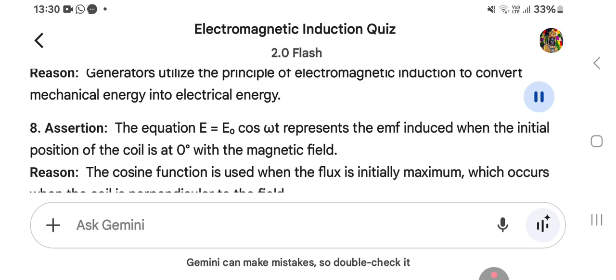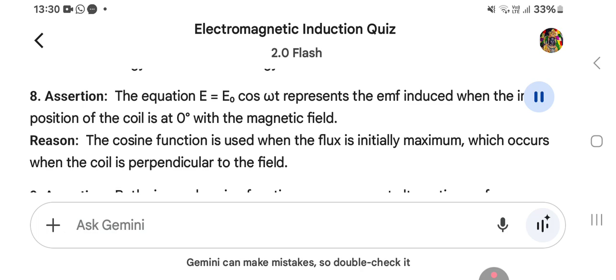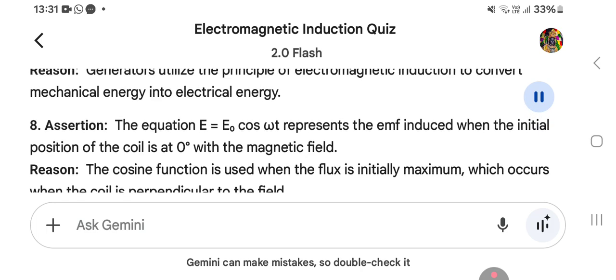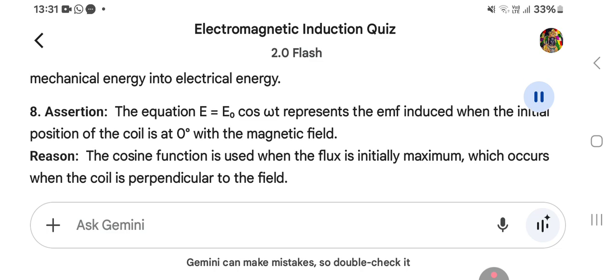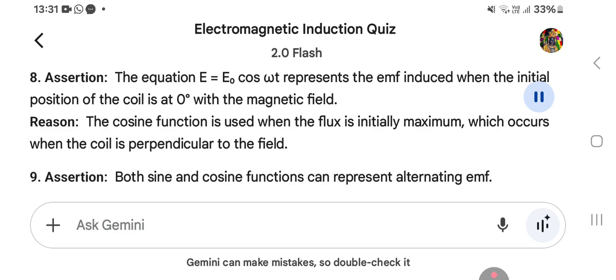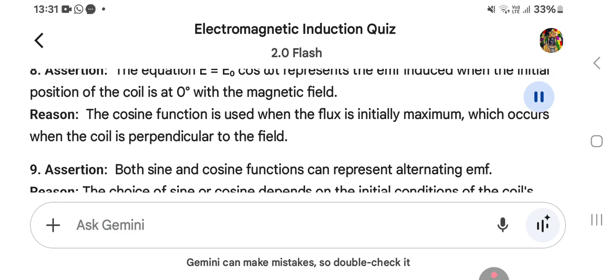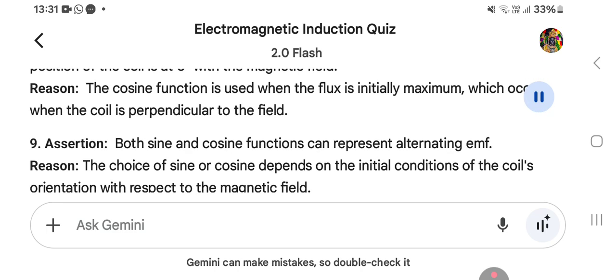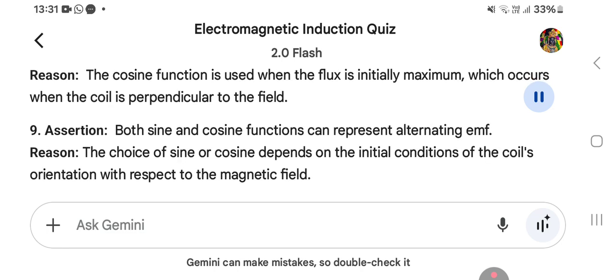8. Assertion: The equation E equals E0 cos omega t represents the EMF induced when the initial position of the coil is at 0 degrees with the magnetic field. Reason: The cosine function is used when the flux is initially maximum, which occurs when the coil is perpendicular to the field.